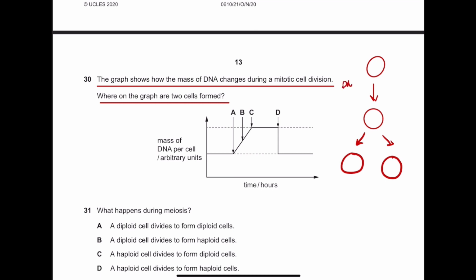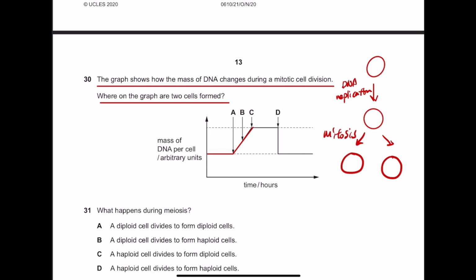DNA has to become replicated. So this is mitosis. Okay, so as you can see, it says mass of DNA per cell starts at this level, and as time goes by, it stays still. But then at some point, the mass of DNA per cell increases, right?